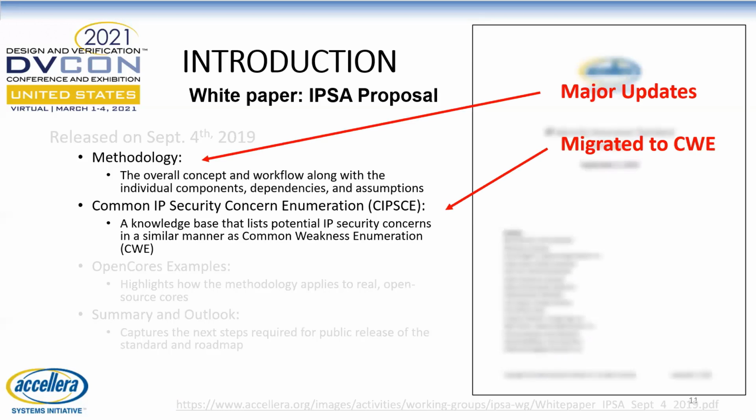Since the white paper, the IPSA workgroup has made some significant updates to the overall methodology and knowledge base. As the recognition of the MITRE Common Weakness Enumeration, or CWE as more commonly referenced, has grown and now includes hardware weaknesses, the committee has more openly referenced the CWE standard in the standard itself.